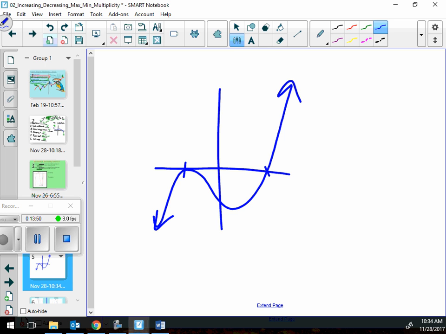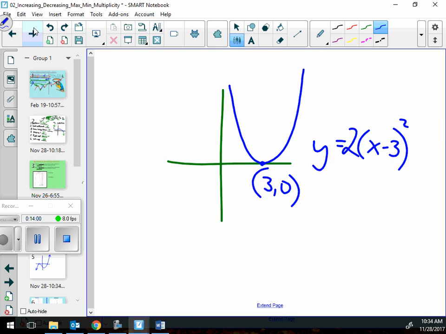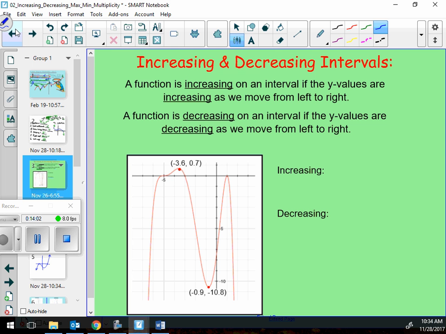All right, so that's the goal for today: increasing and decreasing, maxes and mins, which I pretty much already covered. And then last, how do you write an equation for stuff? All right, so find for me this page right here, increasing and decreasing intervals.